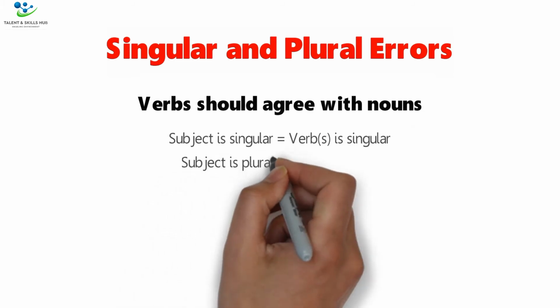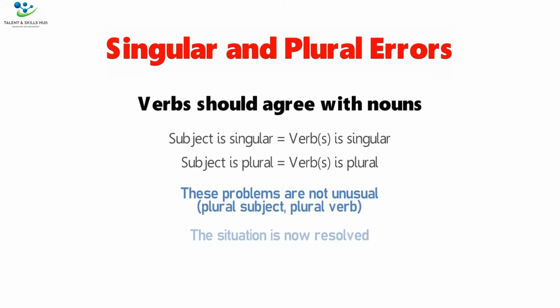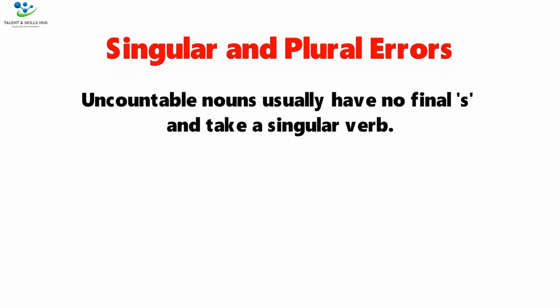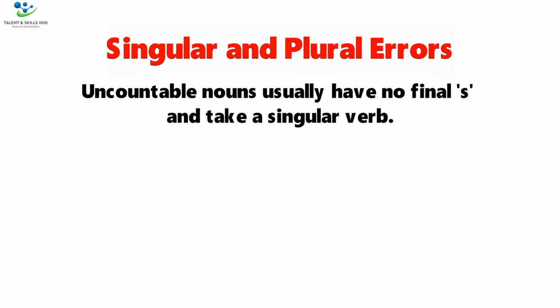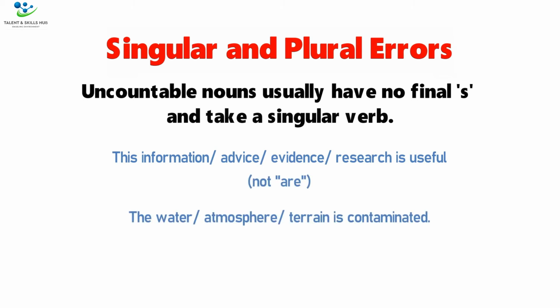If the subject is plural, the verb should be plural likewise. For example, these problems are not unusual. The situation is now resolved. Uncountable nouns usually have no final s and take a singular verb. For example, this information, advice, evidence, or research is useful. The water, atmosphere, or terrain is contaminated.